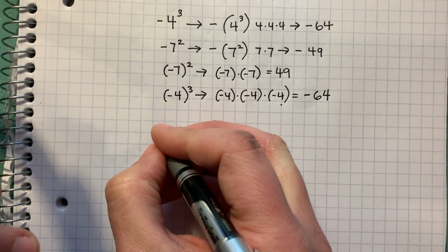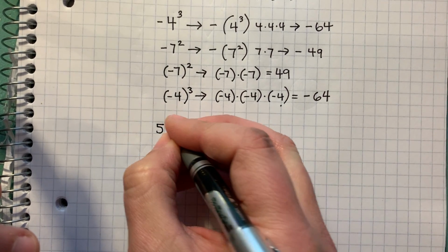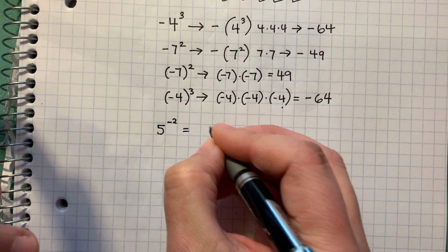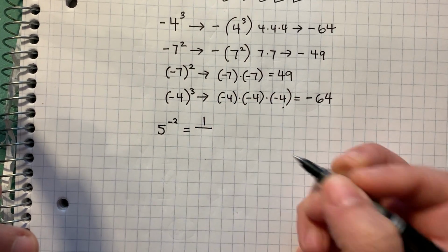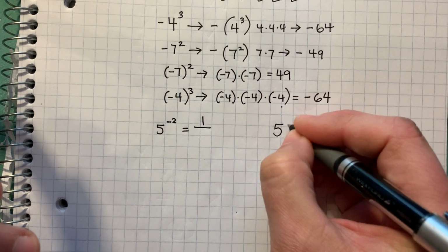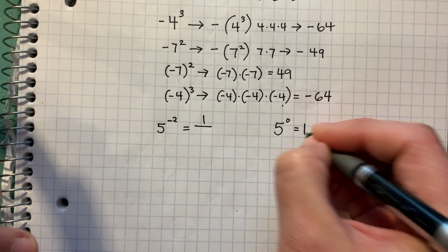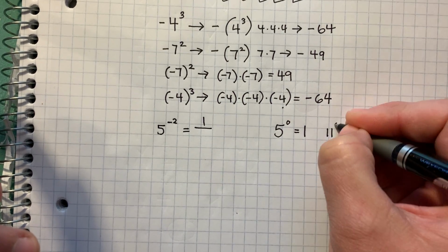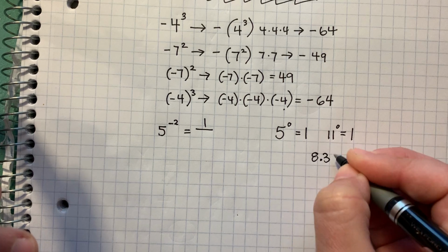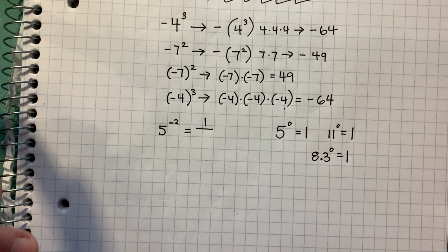Okay, so let's jump down to negative exponents. Anytime you have a negative exponent, your answer is going to be a fraction where 1 is your numerator. Because remember, any value to the 0 power is 1. 11 to the 0 power, 1. 8.3 to the 0 power, 1.